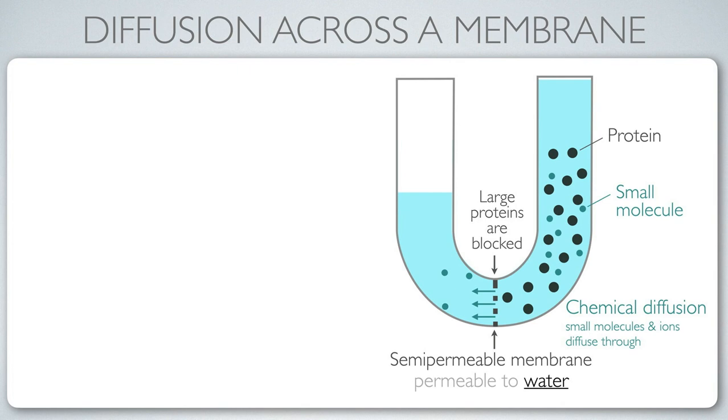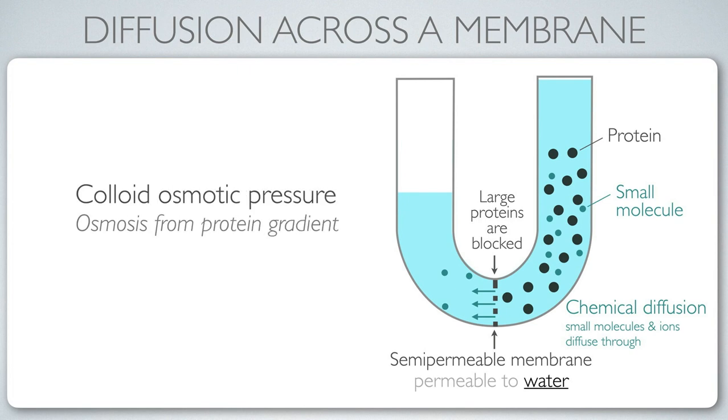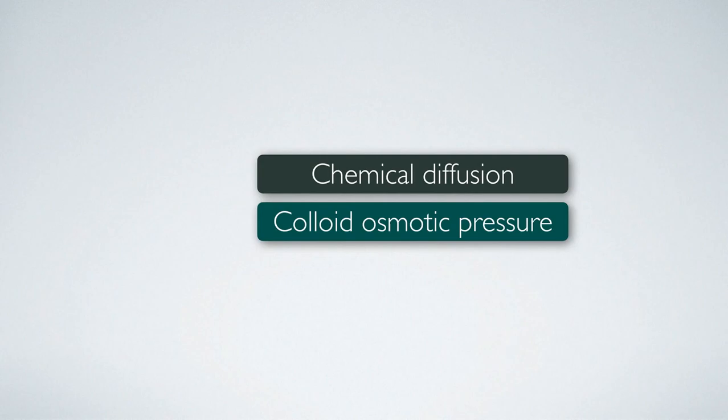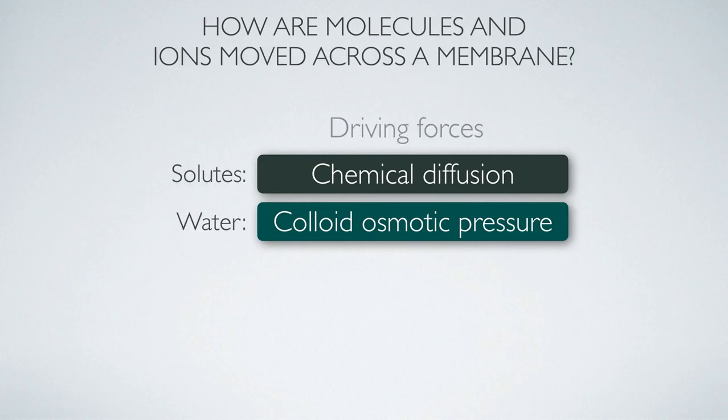The osmotic pressure will favor the water moving towards the right. And that is what we mean by colloid osmotic pressure. It's osmosis from a protein gradient. And in the body, that is such a common situation that we use that term all the time. Colloid osmotic pressure is what drives water towards the large proteins and therefore solutions of high solute concentration. Okay, so that's the second driving force. So in addition to chemical diffusion, we have this colloid osmotic pressure.